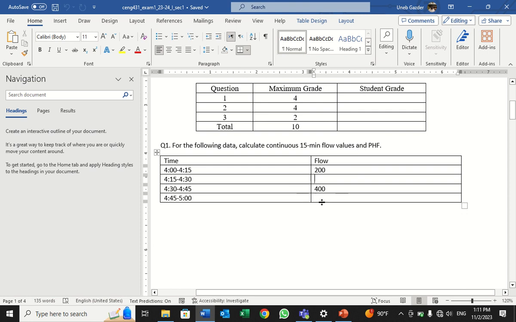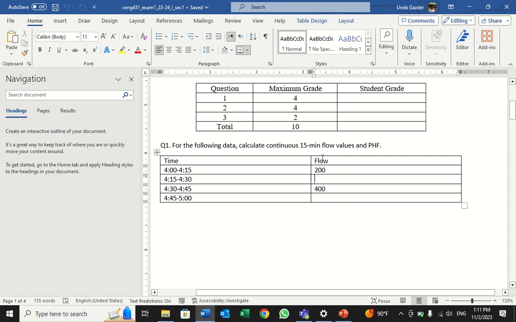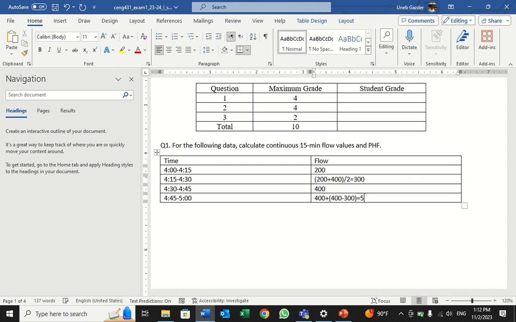This was the first question in the exam of section 1. You were required to fill up the missing values and then calculate the peak hour factor. This one is very easy. You have the value before and after, you just take the average. So this will be the flow here, and for this one, we take the difference of the previous values. So this one will be 400 plus 400, which is the previous value, minus 300, which is the value before this. You have to calculate this to reach this level. So this one will be 500.